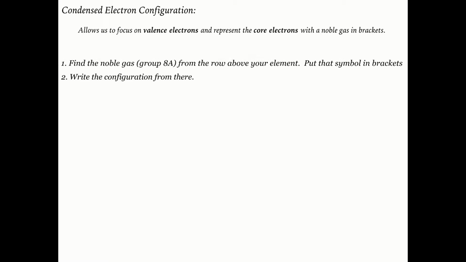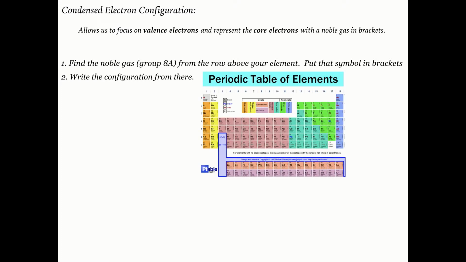Okay? So how do we actually write our shorthand or our condensed electron configuration? What we do is we're first going to find the noble gas in the row above the element we're concerned about, and you're going to put that noble gas into brackets. Then you're going to write the electron configuration from there on. So it's like the noble gas in the brackets represents the electron configuration up until that point, and then you just keep going. Okay? So using the periodic table, let's determine the shorthand electron configuration of nickel.